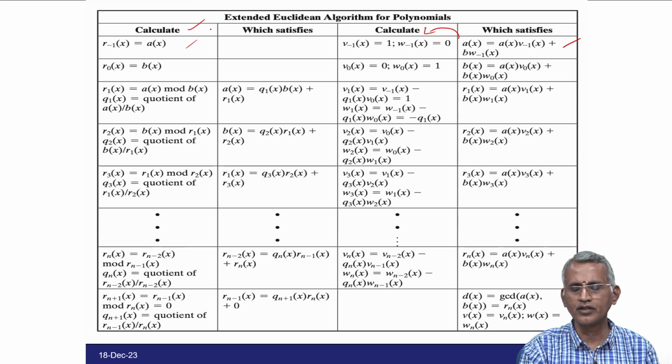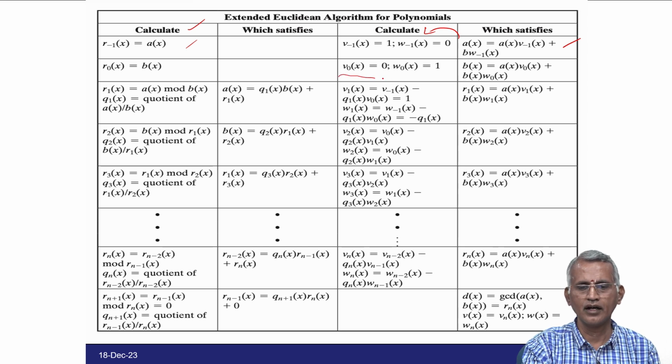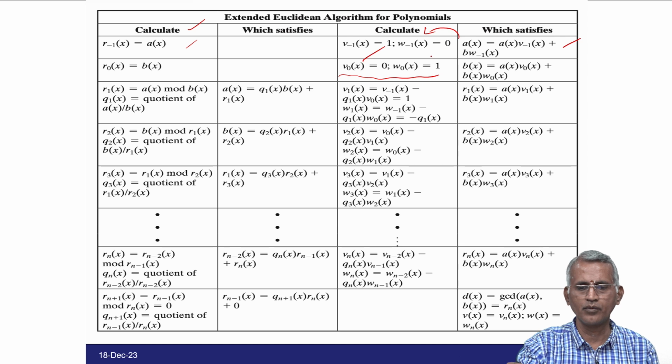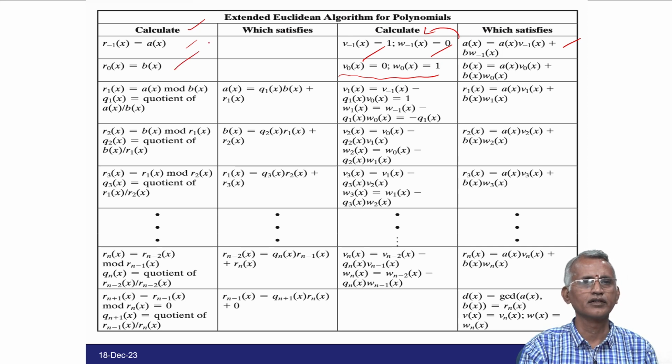And b of x equals a of x into v naught of x plus b of x into w naught of x, which is equal to b of x. Then check it out, v naught of x equals 0 and w naught of x equals 1, and in this case r naught of x is equal to b of x under congruence of this value. So, it seems to be the extended Euclidean division algorithm.